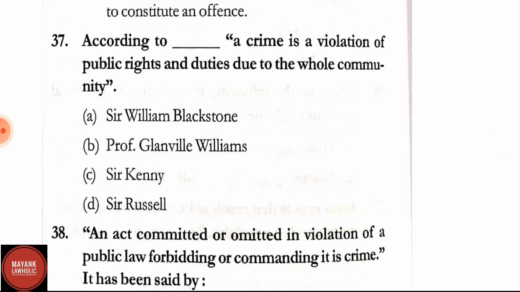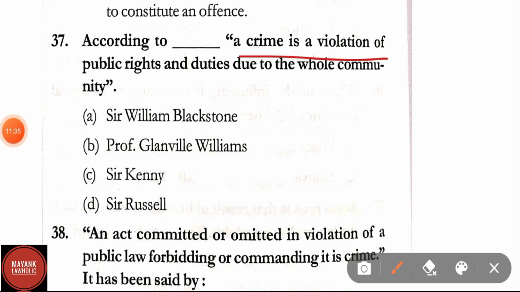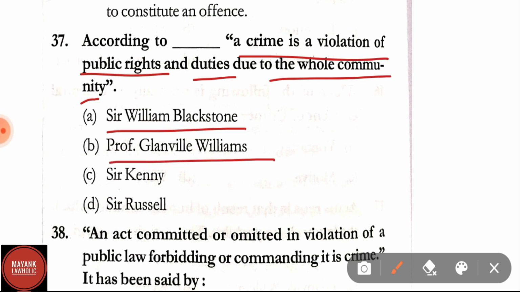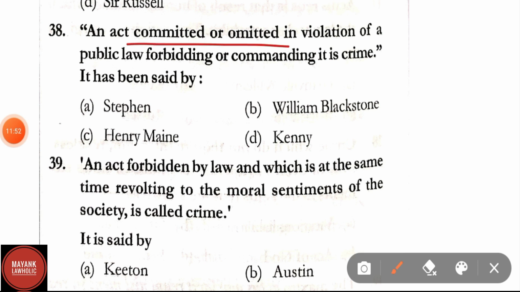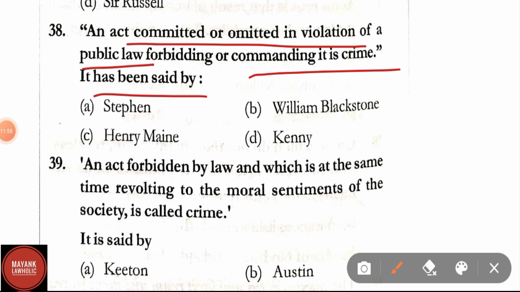Question number 37. According to dash, a crime is a violation of the public rights and duties due to the whole community. Options are A, Sir William Blackstone, B, Professor Glanville Williams, C, Sir Kenny, D, Sir Russell. Here the correct answer is option A, that is Sir William Blackstone. Question number 38. An act committed or omitted in violation of a public law forbidding or commanding it is a crime. It has been said by option A, Stephen, option B, William Blackstone, option C, Henry Maine, and option D, Canning. Here the correct answer is option B, that is William Blackstone.